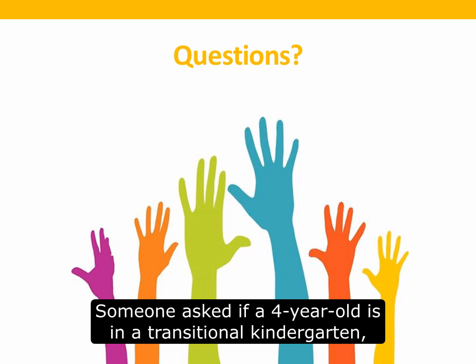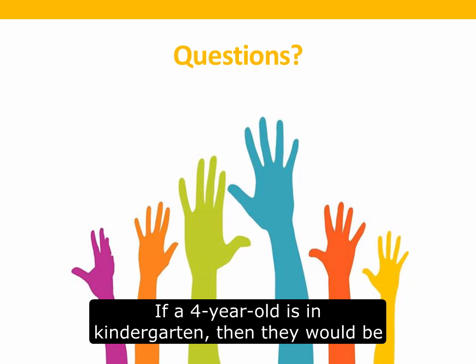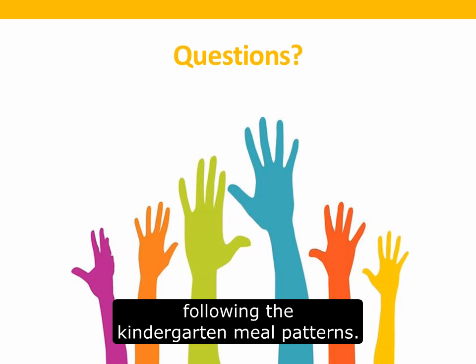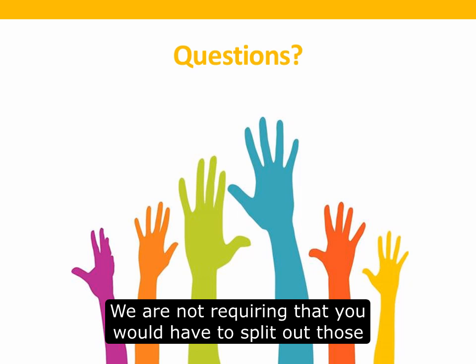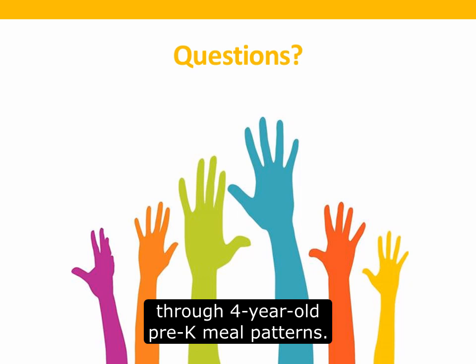Someone asked if a 4-year-old is in a transitional kindergarten, is flavored milk prohibited? If a 4-year-old is in kindergarten, then they would be following the kindergarten meal patterns. We are not requiring that you would have to split out those age groups. So if a 5-year-old was in pre-K, you would be following the 0 through 4-year-old pre-K meal patterns.